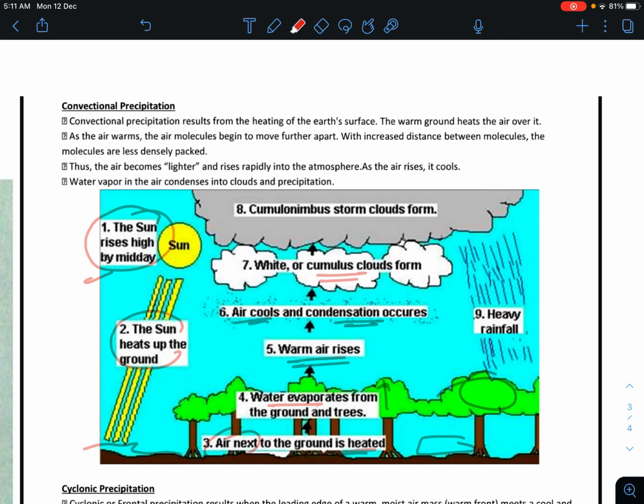White cumulus clouds, we have already studied about the cumulus cloud. It looks like cauliflower, and after that the cumulonimbus, which becomes very dense. A storm cloud is going to form, and heavy rain is going to occur. Okay, so this is actually convectional precipitation.